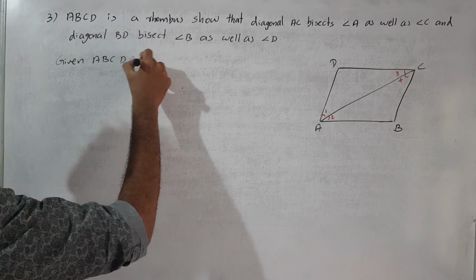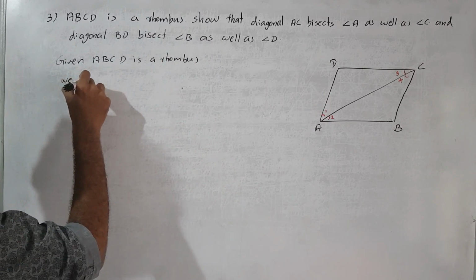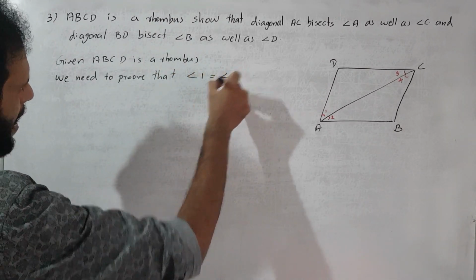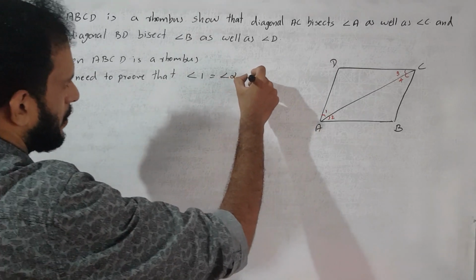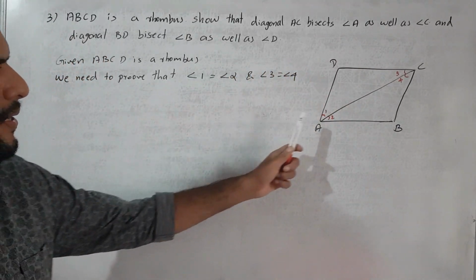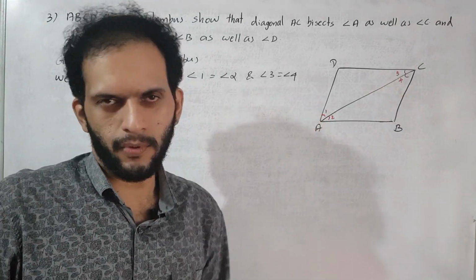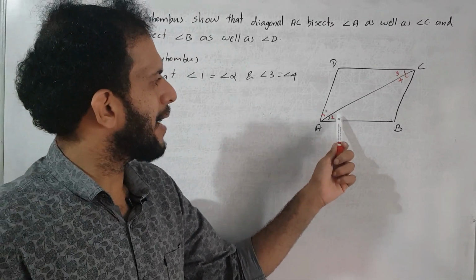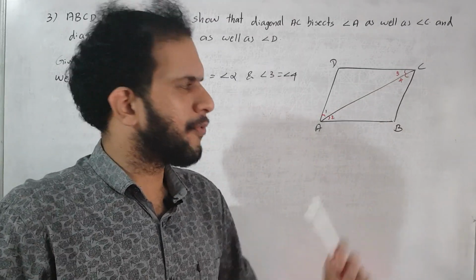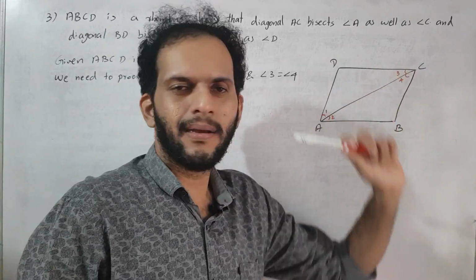ABCD is a rhombus. Okay, first we need to prove that angle 1 is equal to angle 2 and angle 3 is equal to angle 4. What we want to get is the result angle 1 is equal to angle 2 and angle 3 is equal to angle 4. If we get angle 1 is equal to angle 2, then it is possible to say AC bisects angle A. If we get angle 3 is equal to angle 4, then we conclude AC bisects angle C.